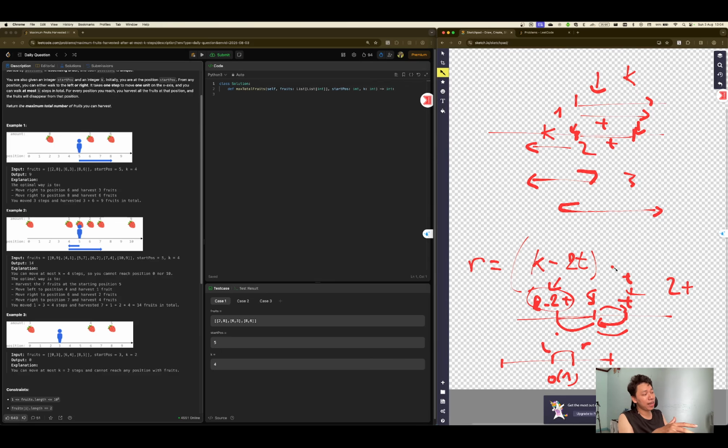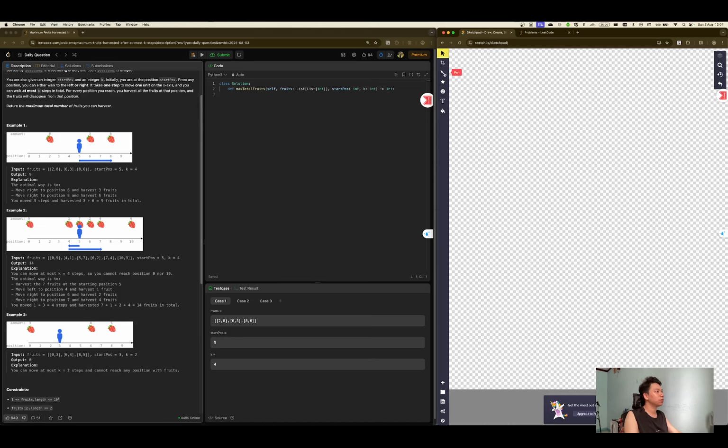because as we try every T to the right side, that means T increases. That means K minus 2T decreases, and it just goes this way. That means when T goes this way, K minus 2T goes in the same direction. You understand that? So let me try it again for you.